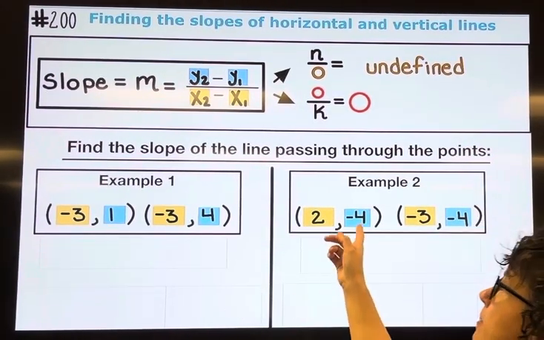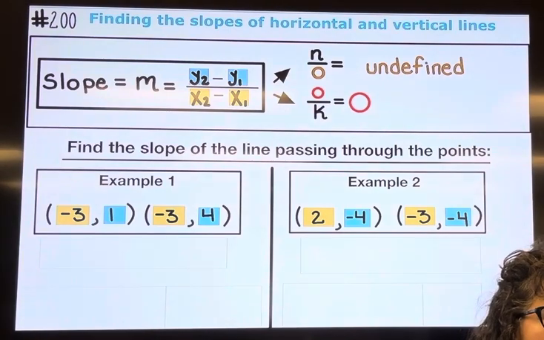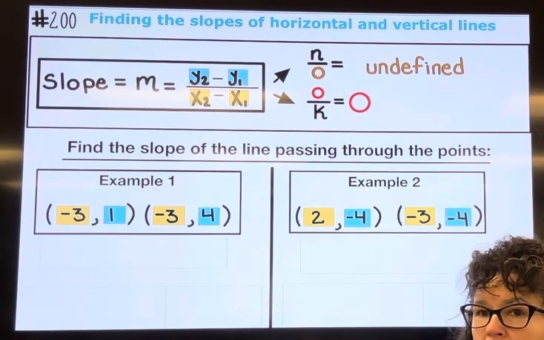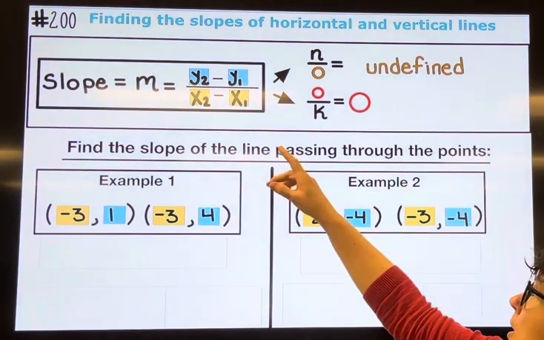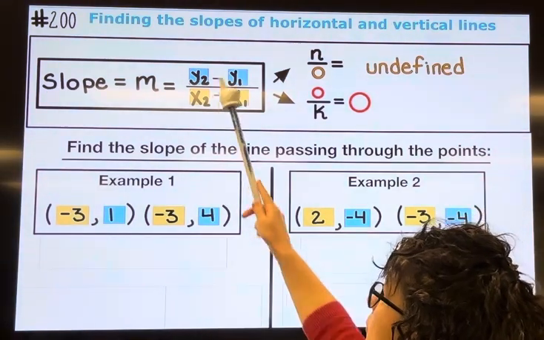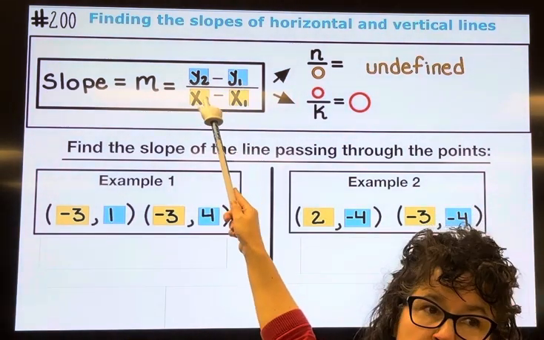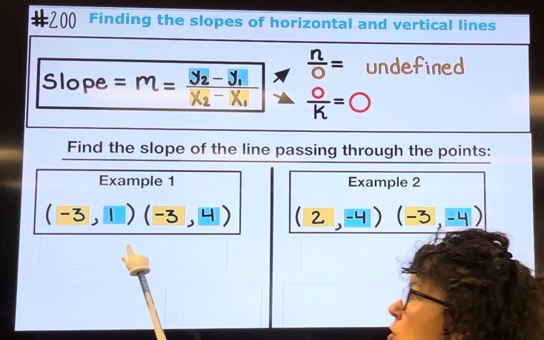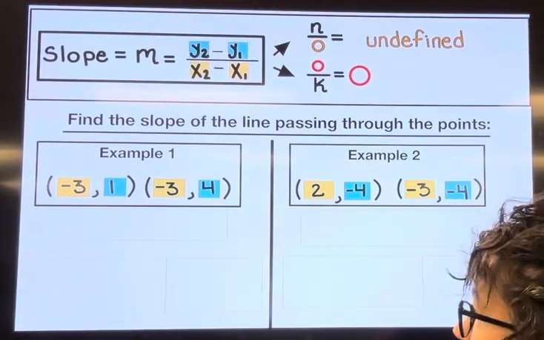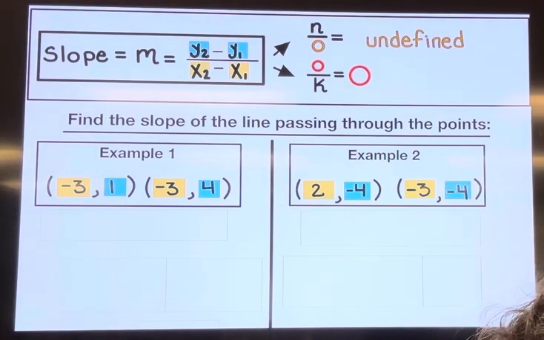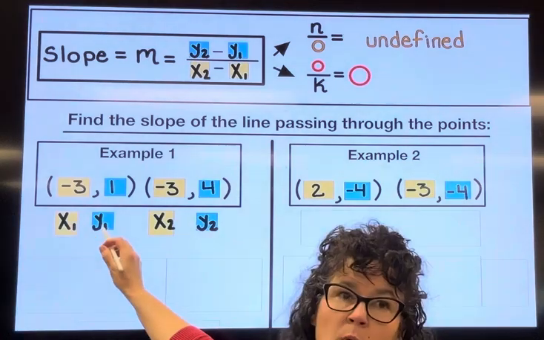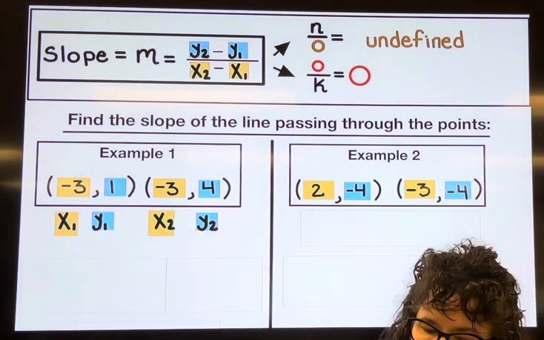For these two particular problems, we're going to end up with lines that have an undefined slope and a slope of 0. Our fallback plan is always to use the formula, and we just went over the formula: subtracting the y's over subtracting the x's. So I'm going to start there. I'm going to call this one my first point, x sub 1, y sub 1, and my second point, x sub 2, y sub 2.